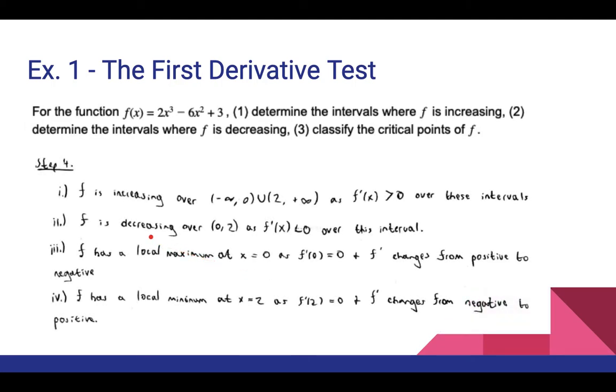And again, this is just an interpretation of what I just said on the last slide. They do ask you to explain on the FRQ section, so something like this suffices perfectly. F is increasing over negative infinity to 0 and 2 to positive infinity as f prime of x is greater than 0 over these intervals. Something like that, a nice short statement. You don't have to write a whole diatribe, and that summarizes your results. And then we would apply that to everything else. So f is decreasing over 0, 2 because the first derivative is less than 0 over this interval.